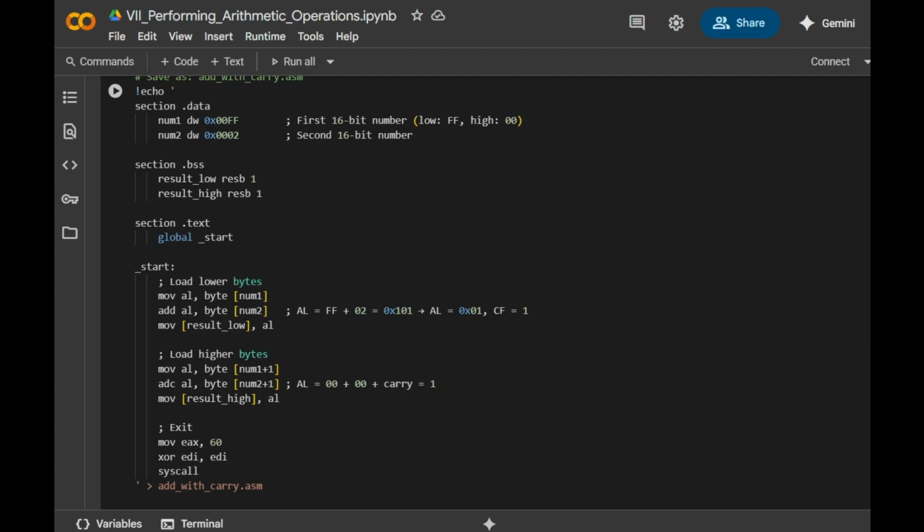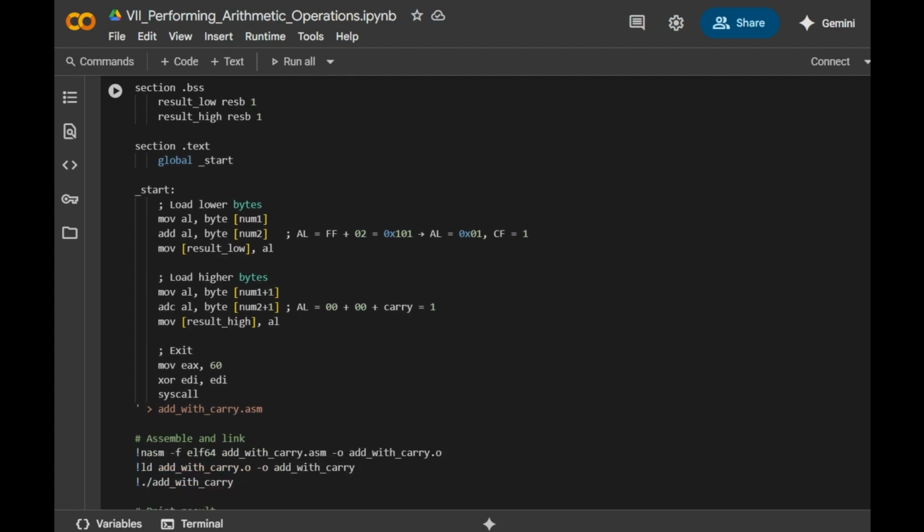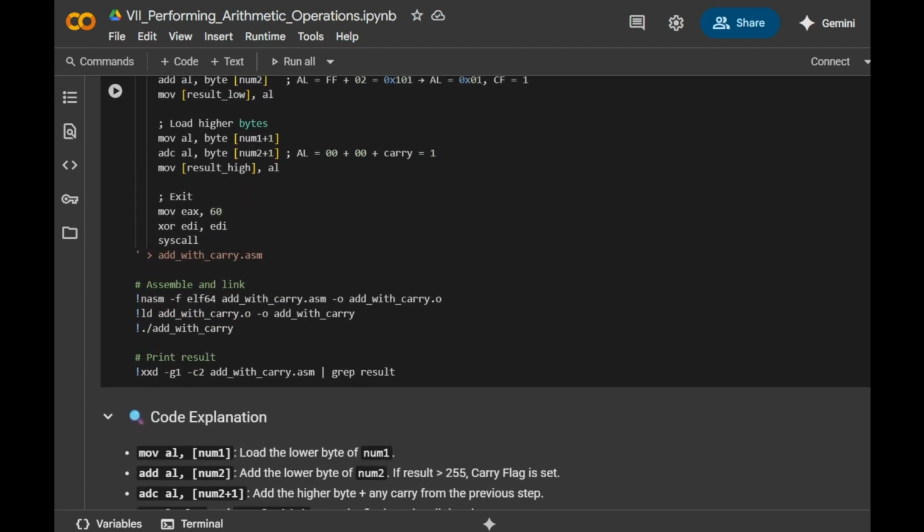Next, we load the higher bytes and use ADC. This instruction adds the 2 high bytes, which are both 0, and also adds the value of the carry flag, which is 1. The result is 1. So the final 16-bit result is hex 0101, which is correct.